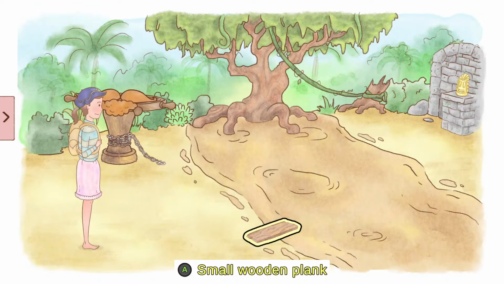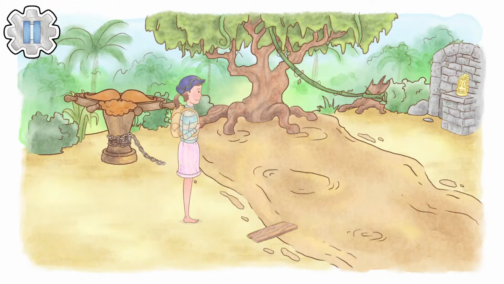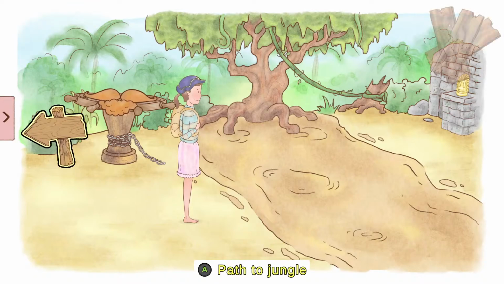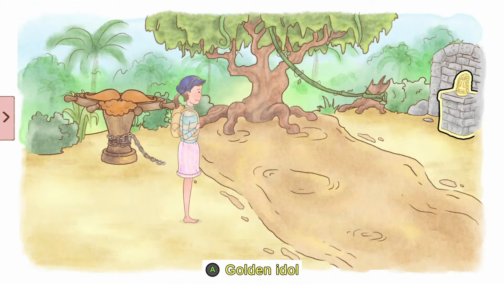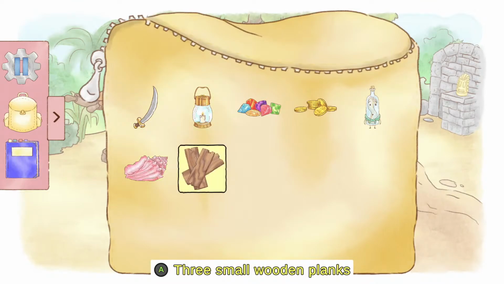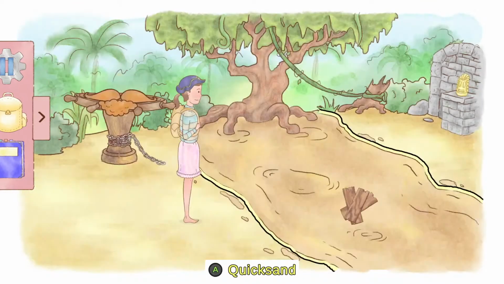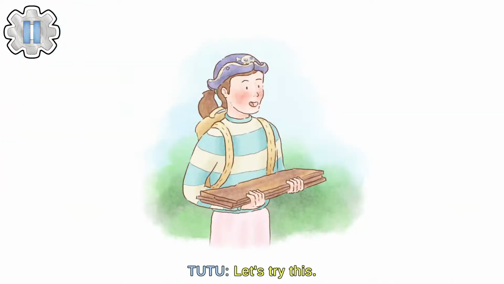Path to jungle. Small wooden plank. Press A to select. 3 small wooden planks added to backpack. Path to jungle. Quicksand. Golden idol. Pirate sword. Shell. Lantern. 3 small jewels. 3 quicksand. Let's try this.